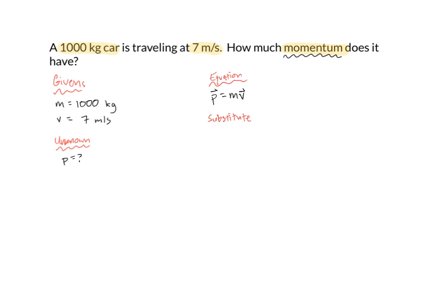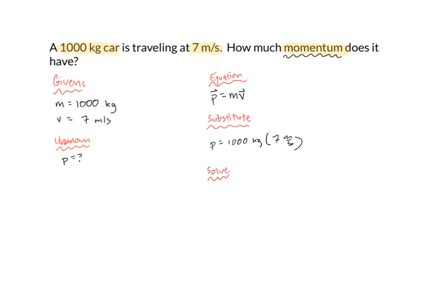What I'm going to do is substitute in my givens into my equation. So my momentum is going to stay as a variable because that's my unknown. My mass is 1,000 kilograms. And my velocity is 7 meters per second. And I can move on to my final stage, which is to solve.